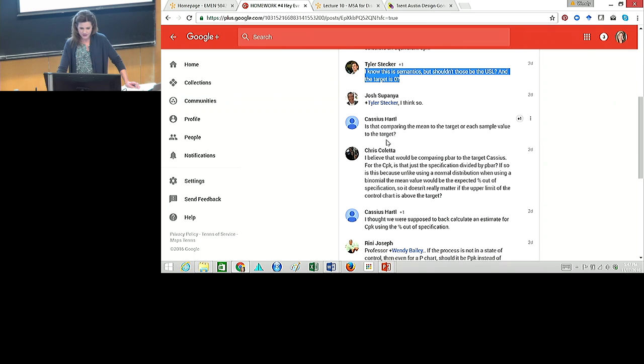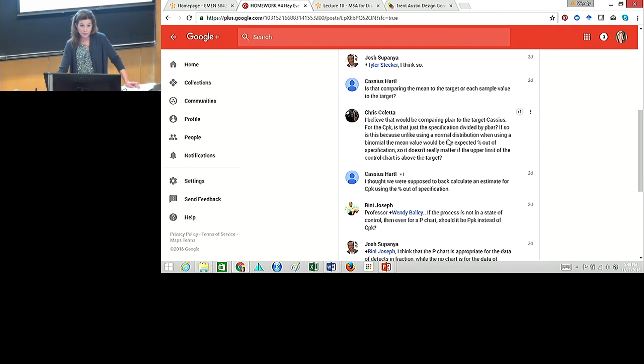Okay, Josh, yes. Is that comparing the mean to the target or each sample value to target? So take a look at the upper spec limit, what you get for your control chart, because that's the range of variation you could expect. We expect 99.73% of the data to fall within the upper control limit and the lower control limit. So you would have to see not just where you're running on average, but where the process is running, how high it might absolutely get. Okay, so P-bar to target, yes, you compare P-bar, but also look at the whole process.